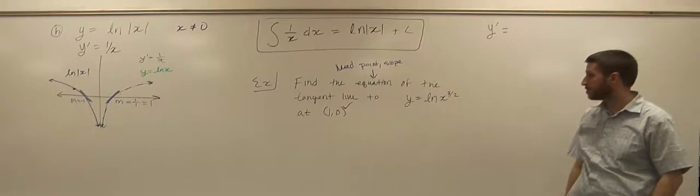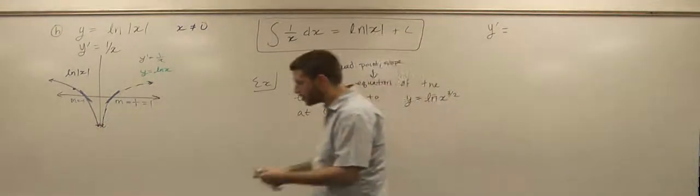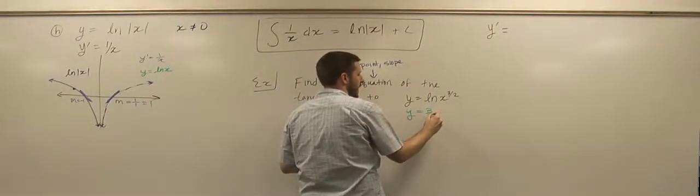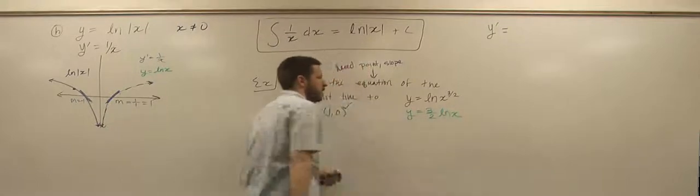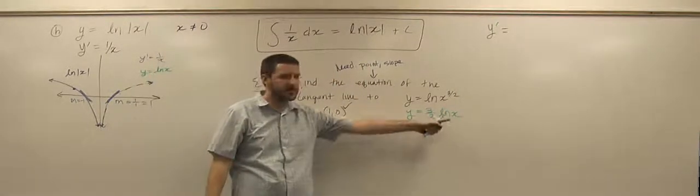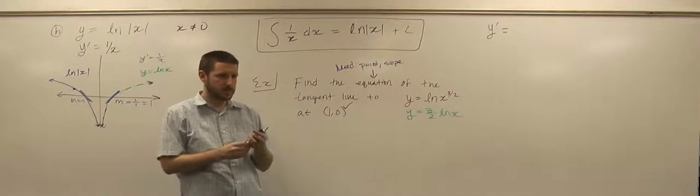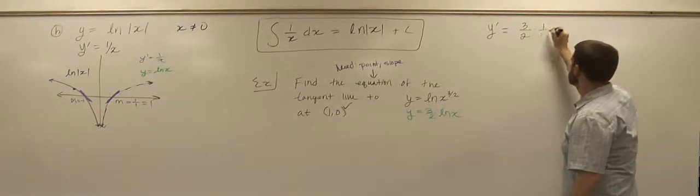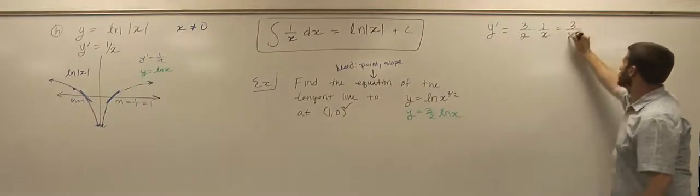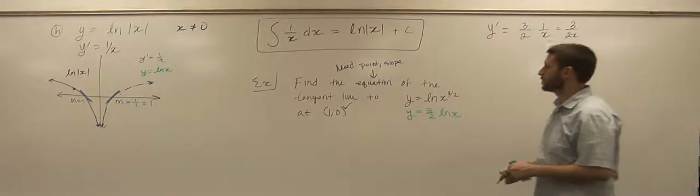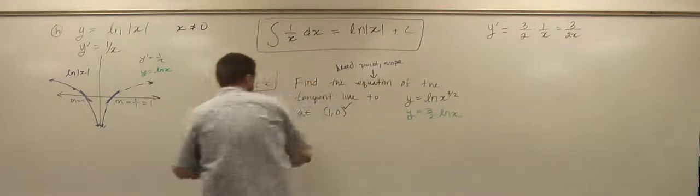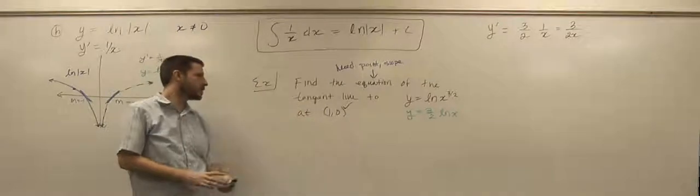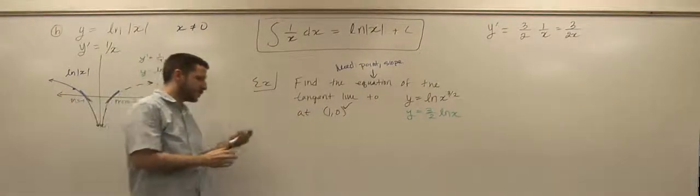3 over 2x. Right? I mean, either you do your chain rule, or you use your log rule to write this as 3/2 ln x. Then there's a constant multiple of 3/2, and the derivative of ln x is 1 over x. But I don't actually care about the entire derivative. I just want the tangent line at (1, 0). So I have to plug in 1.